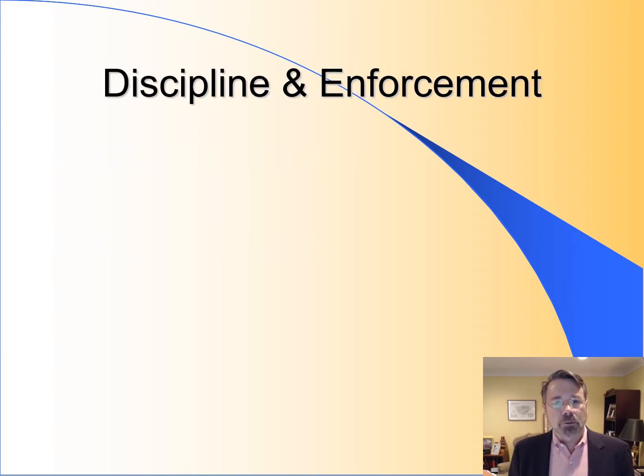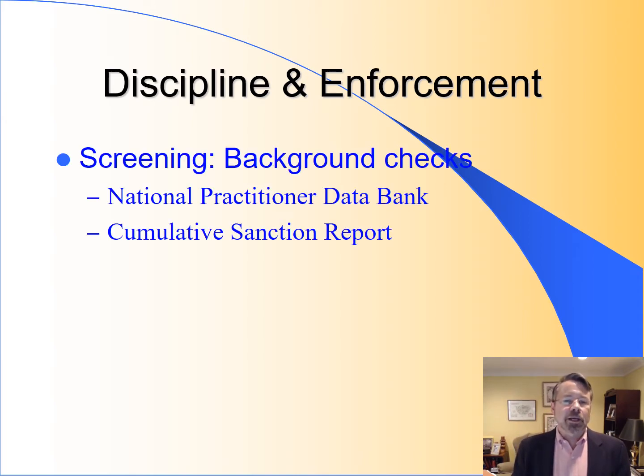When there is a problem that's discovered, then you have to have an effective scheme in place to deal with it. And that has to be starting from the front of have you appropriately screened all of your employees through the NPDB or through the cumulative sanction report, through basic background criminal checks, whatever may be pertinent to the position that you're looking to fill.